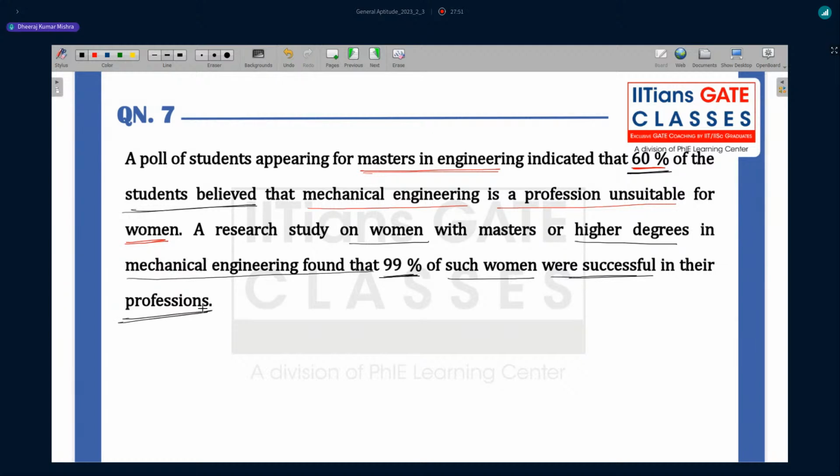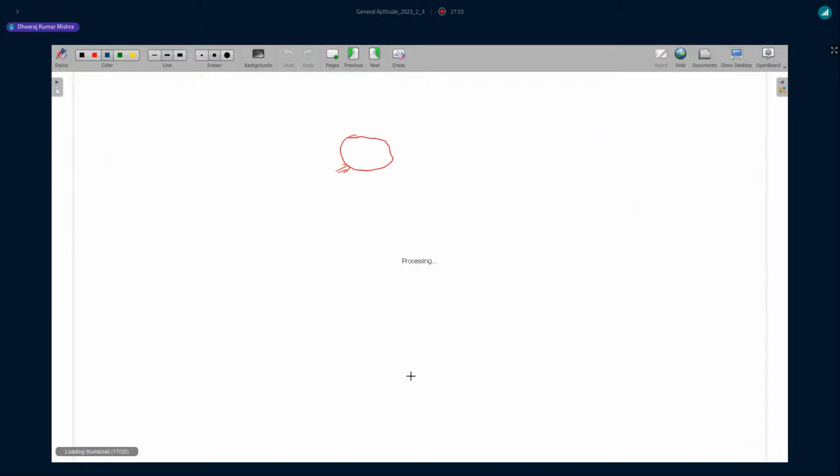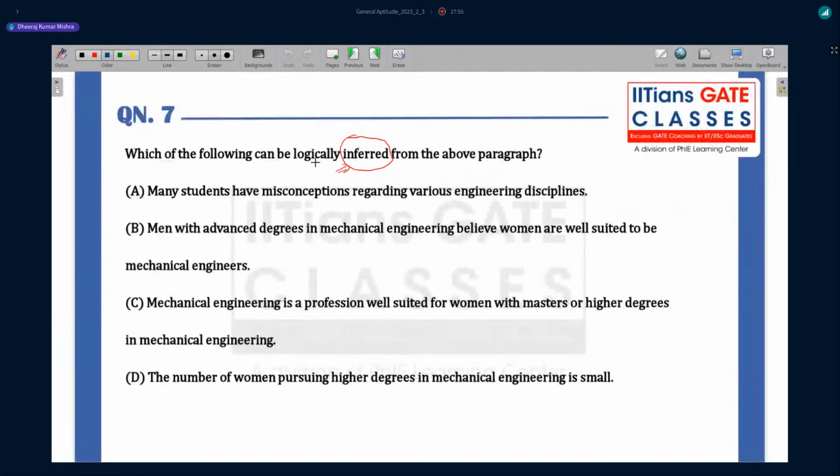Now let's jump into the question. What are they asking? Which of the following can be logically inferred from the above paragraph? So first of all, be free. Whatever thought is coming in your mind, just remove them. ठीक है? तो option A, B, C में आ जाओ, and you will find that some of the options will be mapping to your mind also. Whatever you are thinking, because we always think that in mechanical engineering women are not suitable.